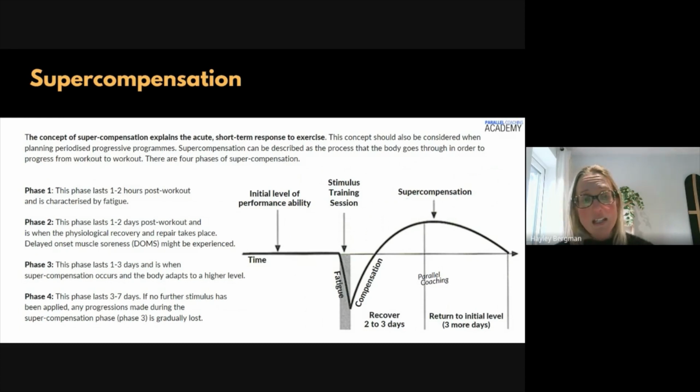Phase 3 is typically 1 to 3 days, and is when supercompensation occurs and the body adapts to a higher level. So we're expecting, about 3 days after that workout, to now be performing a micro amount better than in the session before, because the adaptations have taken place to whatever demand we've put on the body, whether cardiovascular, muscular, or circulatory. You expect that micro improvement.